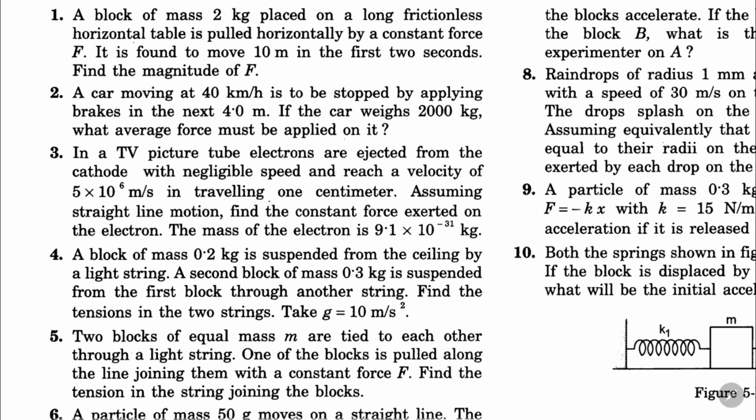Now in the second question, we again have a car which is moving at 40 kilometers per hour and we have to stop the car in the next 4 meters. The car can travel up to 4 meters before stopping, and the mass of the car is also given, 2000 kg. We need to find the force that we need to apply in order to stop the car.